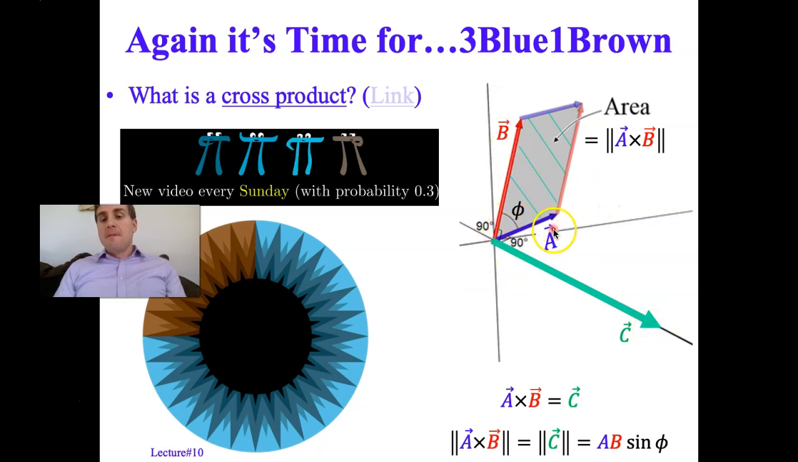Now, first of all, the magnitude of the cross product is going to be the area of this parallelogram formed by vector A and vector B being added together, that is, in vector addition. Notice that the area of this parallelogram has the same magnitude as the length of this C vector.